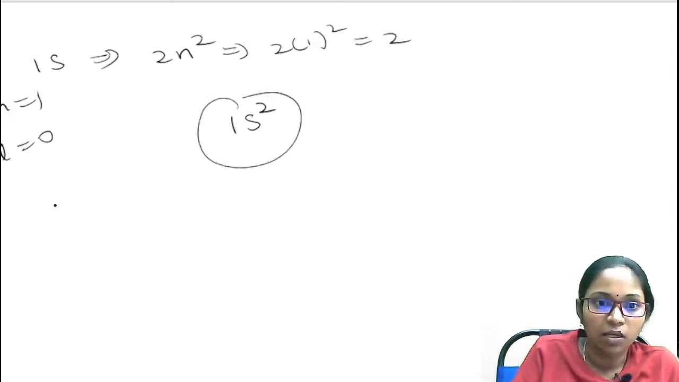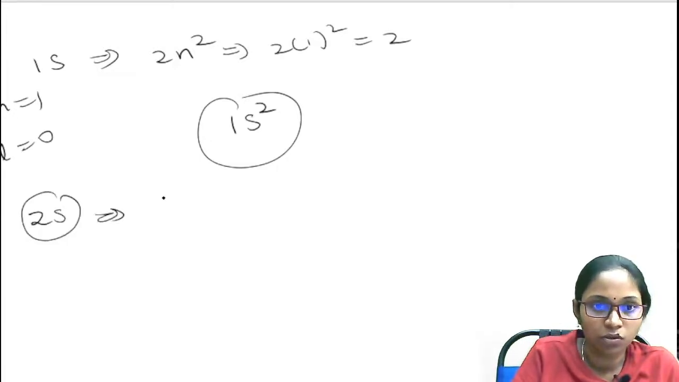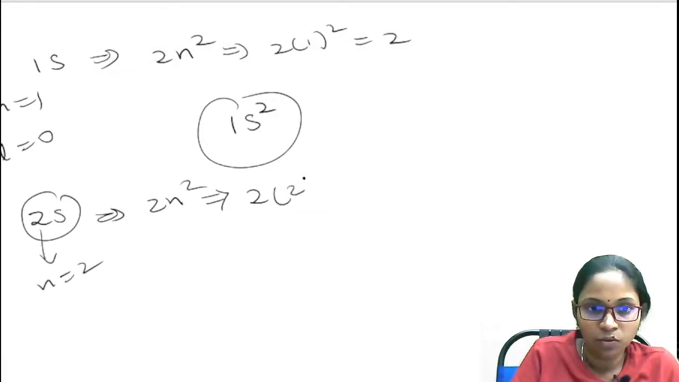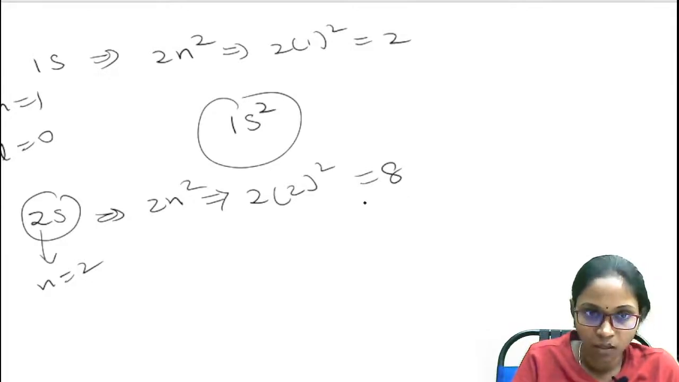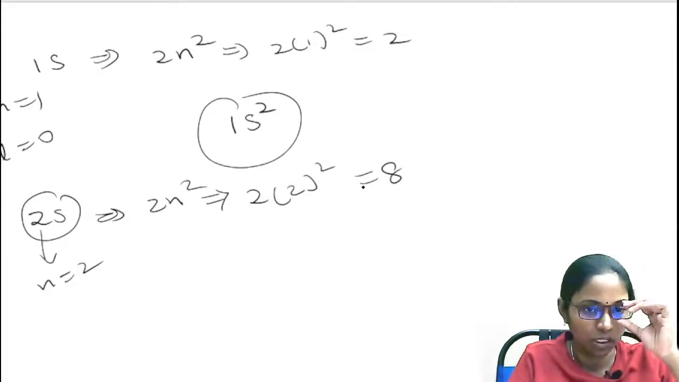Okay, and coming to the 2s orbital, how many electrons can be filled? Let's see from this formula 2n square: 2 into n value, here n value is 2. 2 into 2 square will be 8. The maximum number of electrons we can fill up is 8.